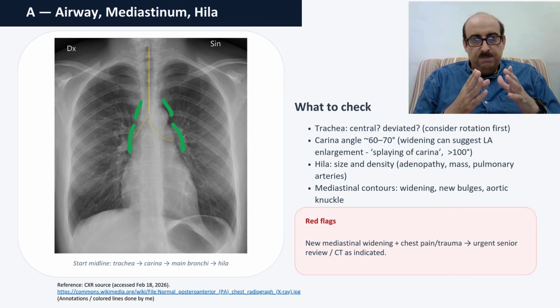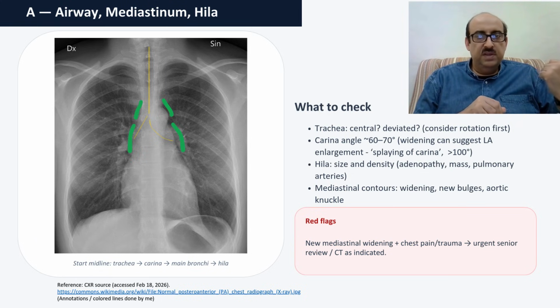chest X-ray, the yellow line in the middle is the trachea. It's central, it's not deviated. If it's deviated, always look at the rotation and the R in the right that we just discussed previously. Normal angle of the carina should be around 60 to 70 degrees, which in this case it is.